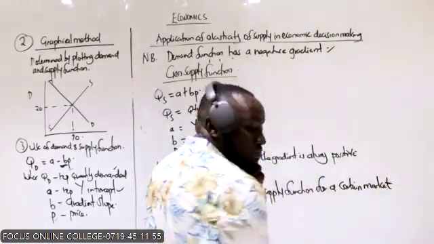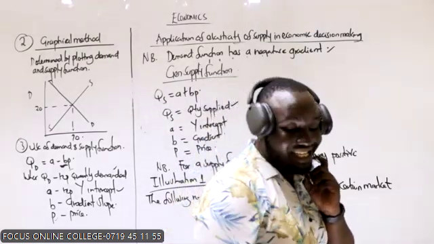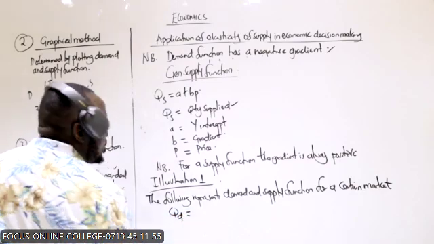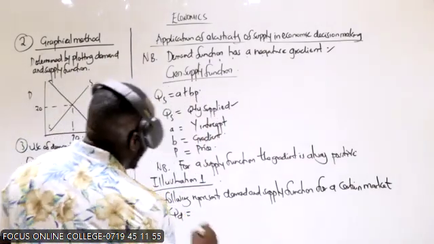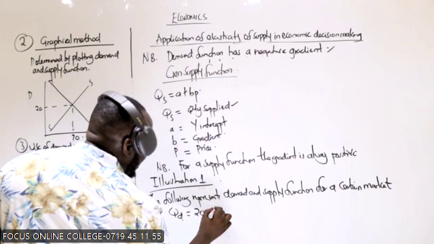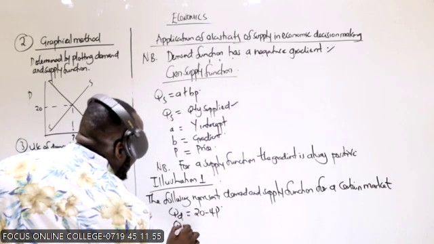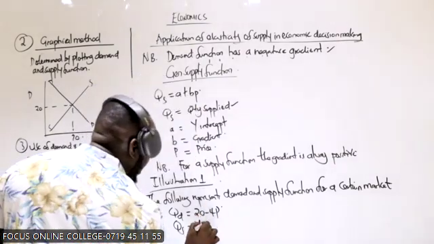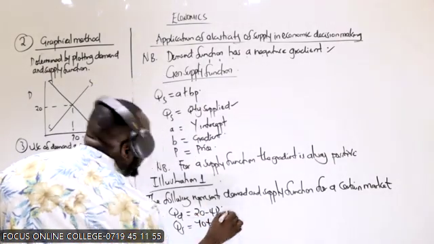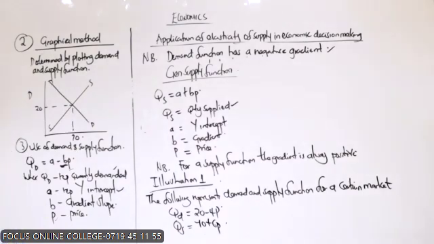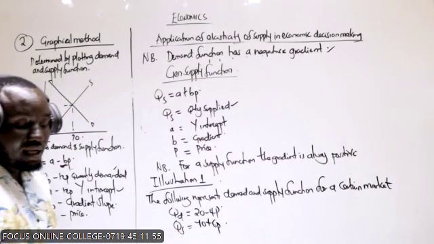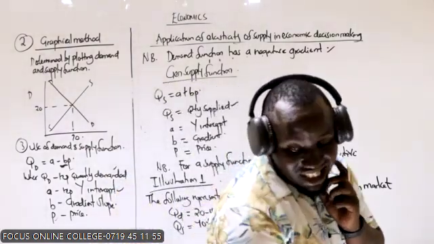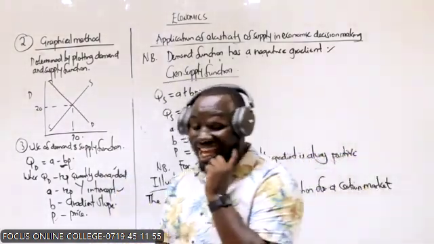The demand and supply for a certain market. We have a demand function, QD, which is equal to 20 minus 4P. And then we have QS, which is the supply function: negative 10 plus 6P. Are we seeing that? If you see that, we respond with a yes.